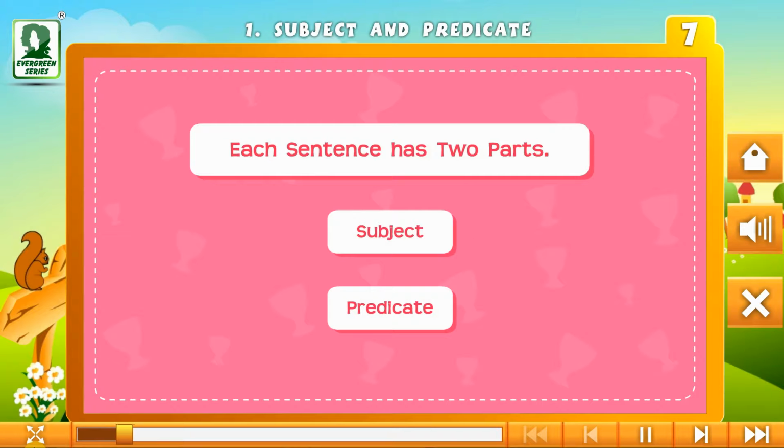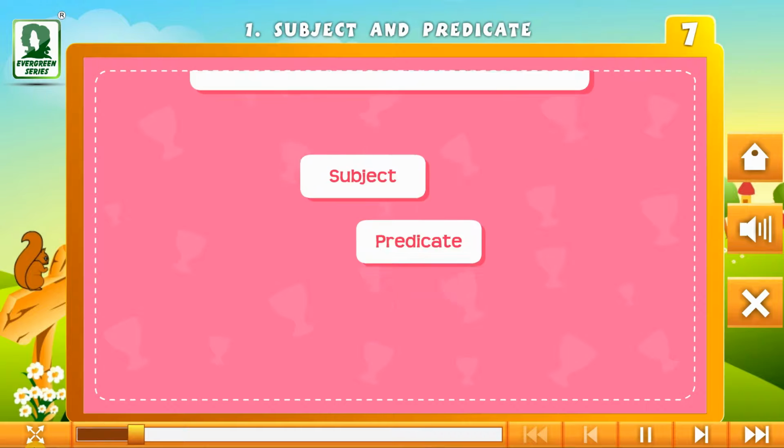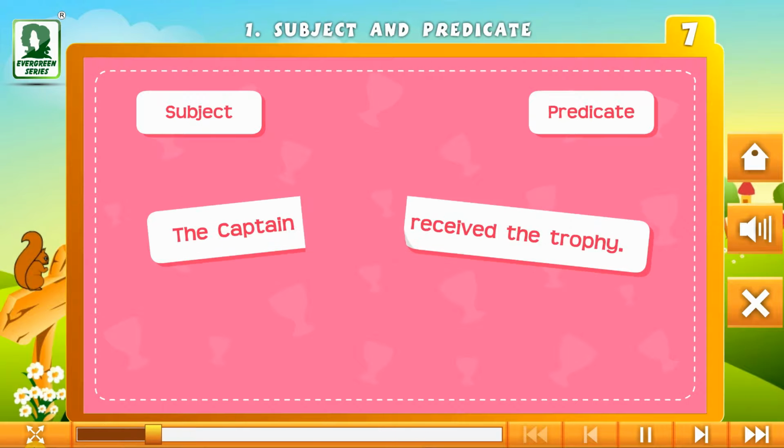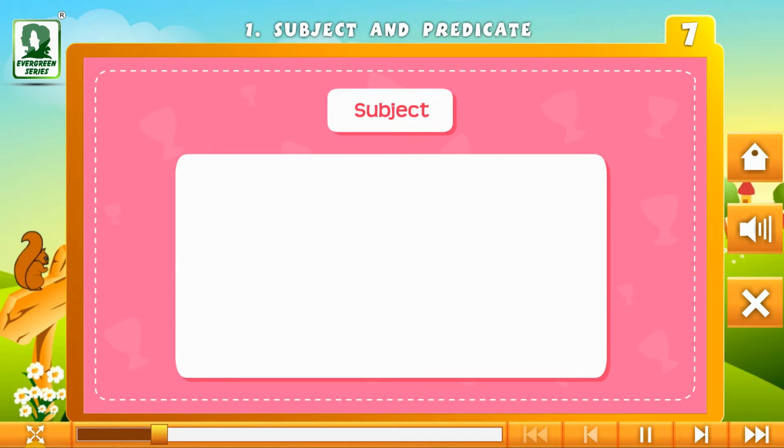In this session, we will discuss the parts of sentences. Each sentence has two parts. One is subject and the second is predicate. For example, the captain received the trophy. Let's explore them individually. Subject.